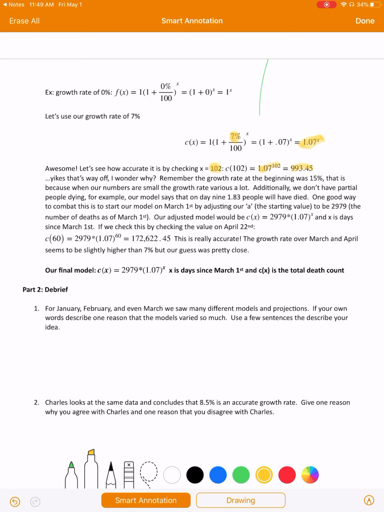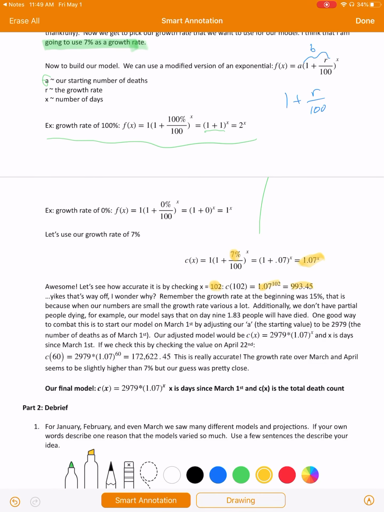Now, one way to go about getting rid of this fallacy, this issue with our model, is if we start our model on a later date. So January and February, there were a lot of people getting COVID, but not a lot of people dying yet, right? We had small numbers of people, and so there was high variation in our growth rates. But by beginning of March, we were starting to get enough people to establish, okay, from one day to the next, this is what we can expect as a growth rate, right?